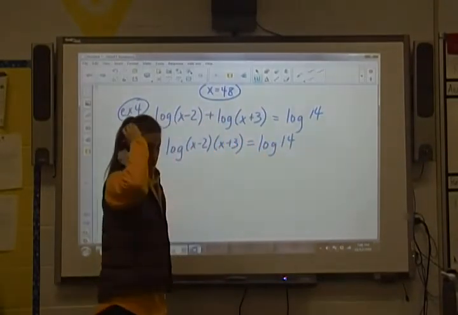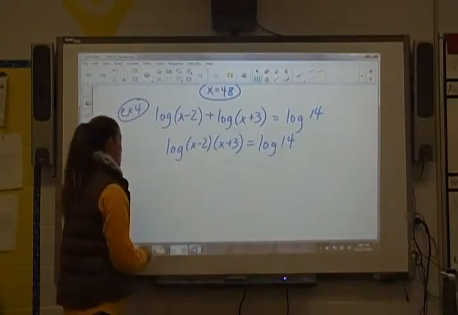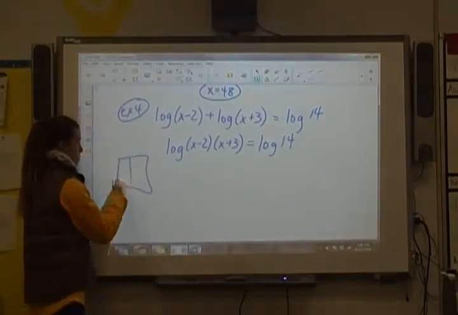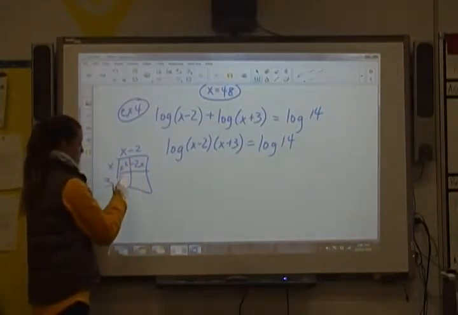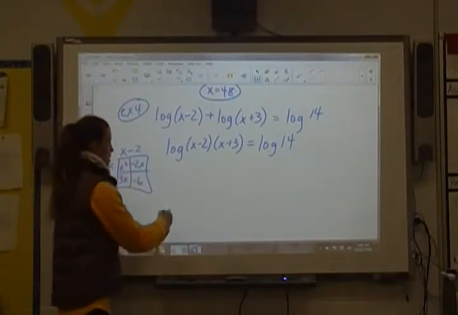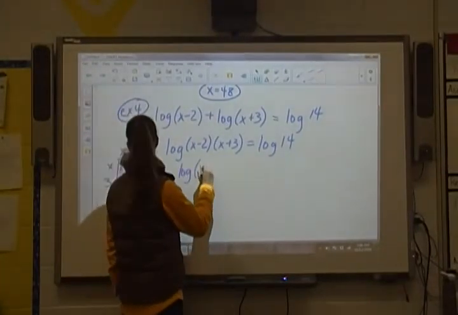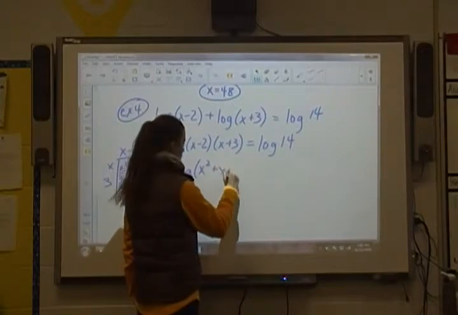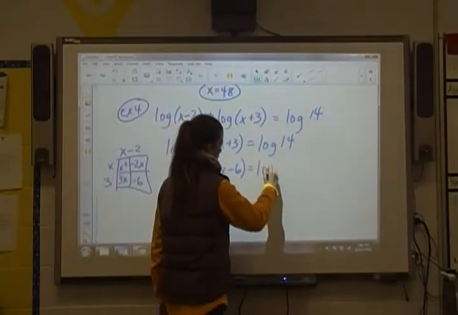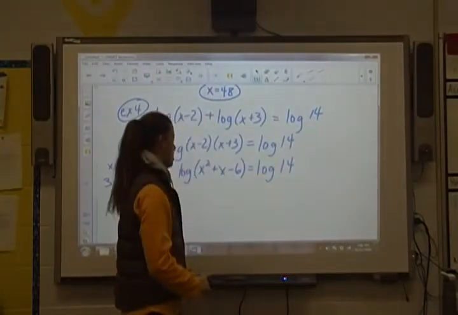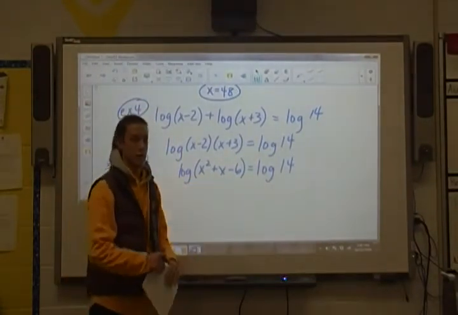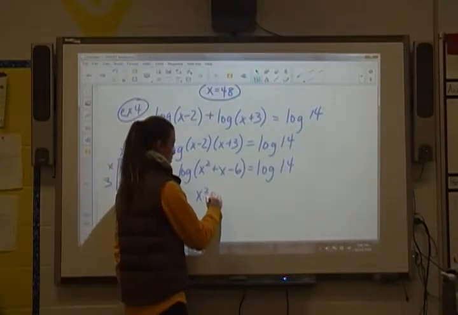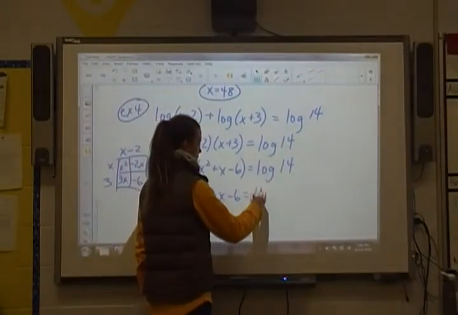If I keep going with this, I'm going to use box method to solve these two. Write this out if you need to. So I have x squared minus 2x, positive 3x minus 6. So I have log of x squared plus x minus 6 is equal to log of 14. Now I have that one-to-one property in place. So I've got logs on both sides. So I have x squared plus x minus 6 is equal to 14.